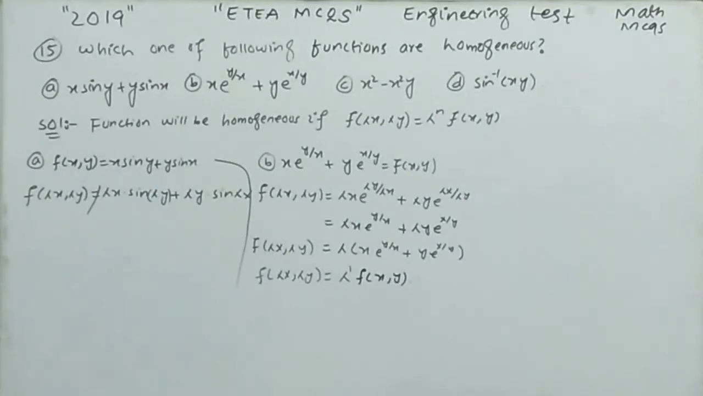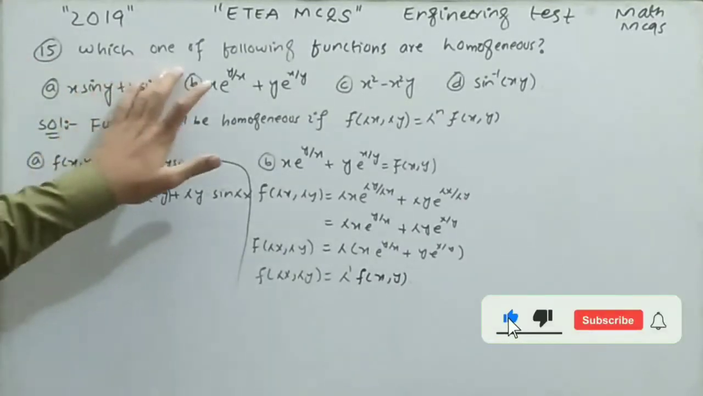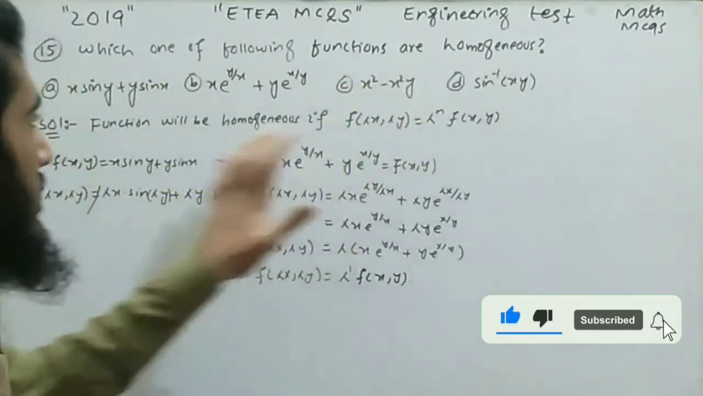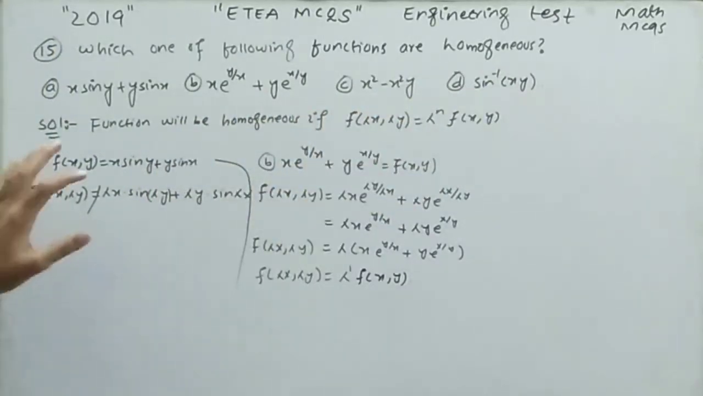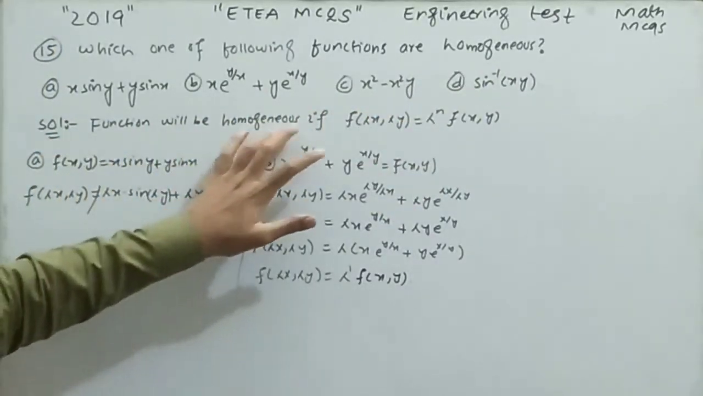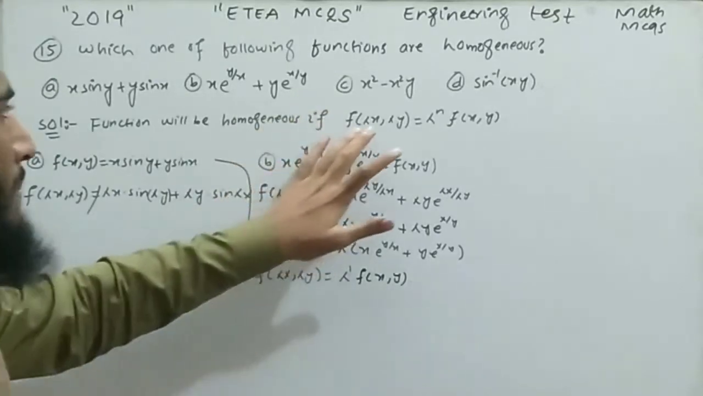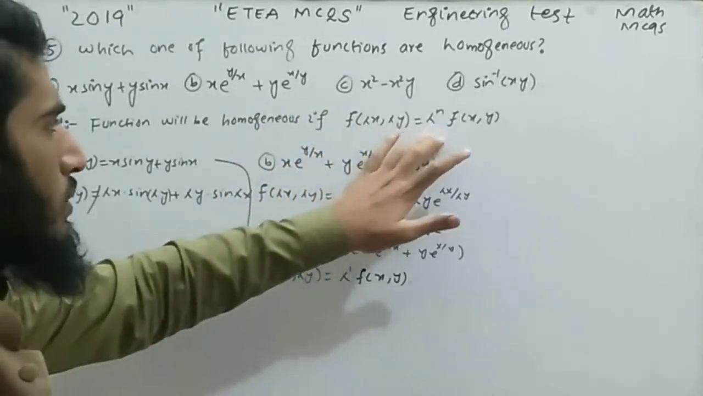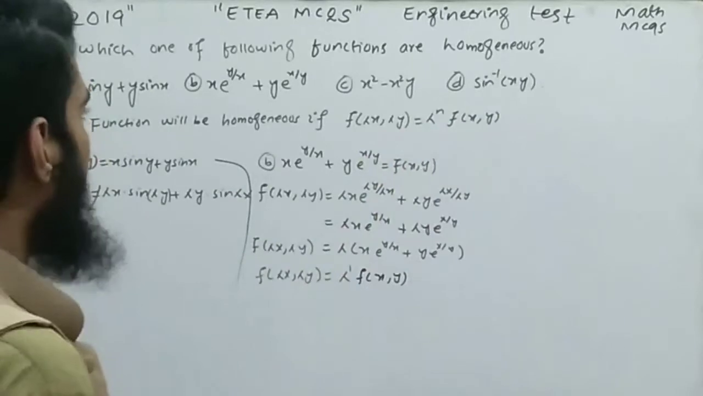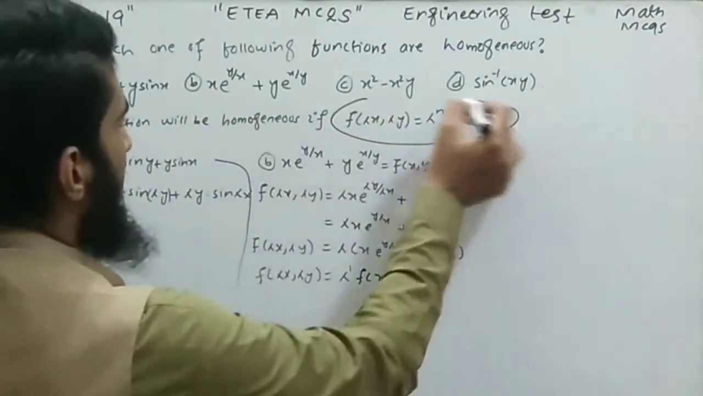Now move to the next MCQ, MCQ number 15. It asks which one of the following functions is homogeneous. Four options are given. Move to the solution. Remember, a function will be homogeneous if it follows the condition: f of lambda x, lambda y should be equal to lambda power n f of x y. If the function follows this condition, then the function will be homogeneous.